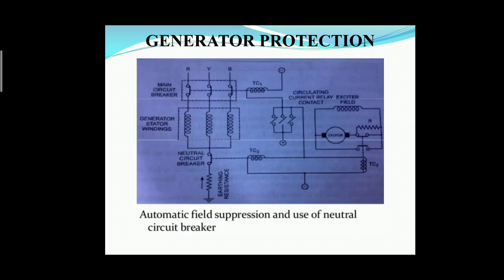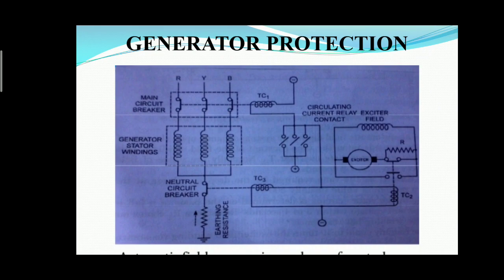Okay, this is the basic circuit diagram for the automatic field suppression and use of a neutral circuit breaker. This is the main circuit breaker. We have three phases, that's why we are taking R, Y, B. In each and every phase we are connecting the circuit breakers and also the relay coils. This is the generator stator winding, and each phase of the stator winding is connected by the circuit breaker coil.